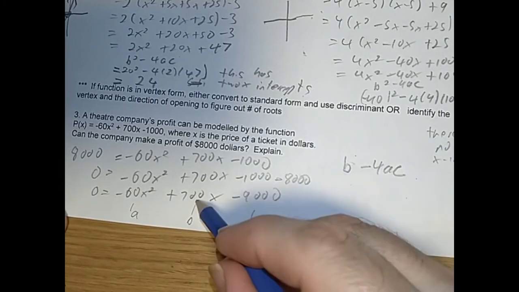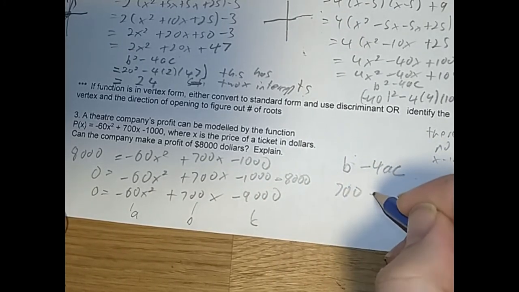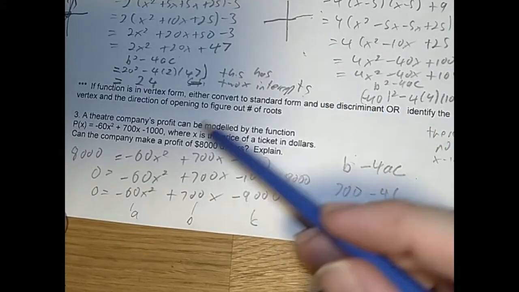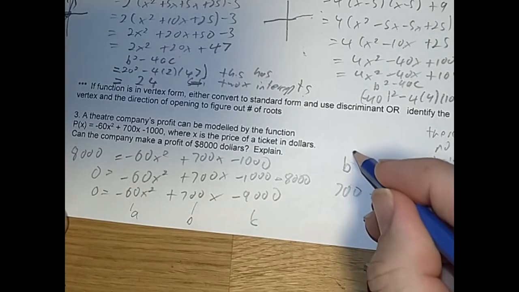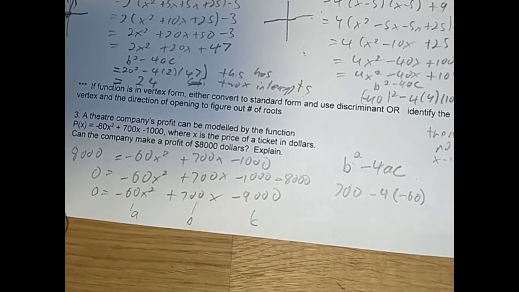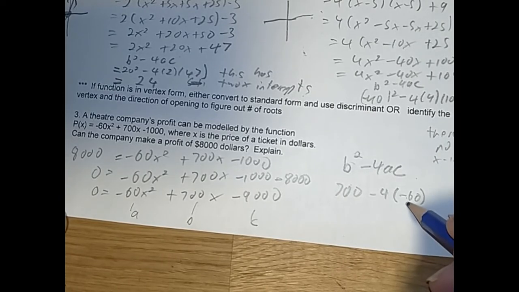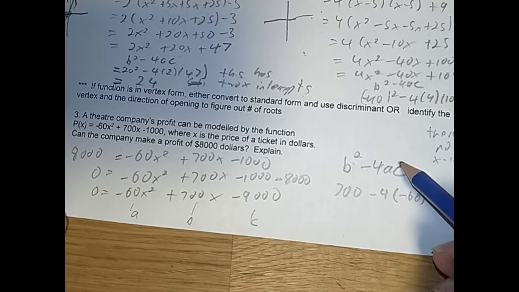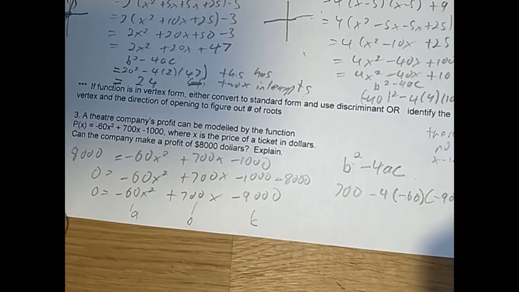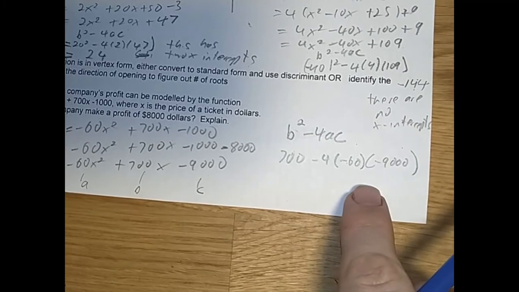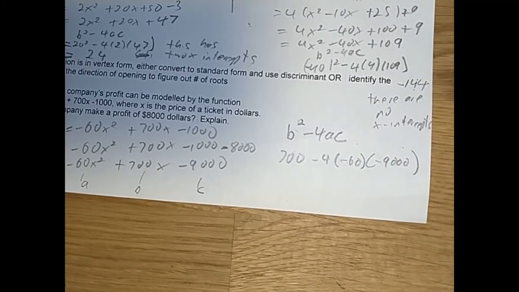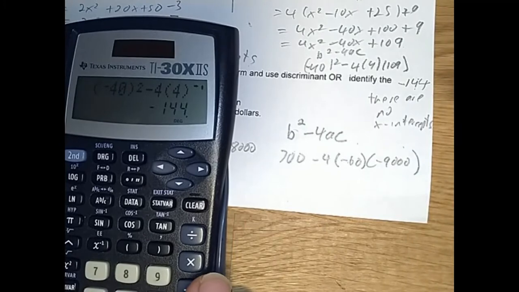So b squared minus 4ac. We're going to put the b in, 700. Let's see what a is. A is negative 60. That's b squared. Whoops, made a mistake. B squared minus 4ac. Let's keep going. Let's see what c is. C is negative 9,000. Okay, let's see. So we put that in. If this turns out to be positive, it'll make a profit. If it's negative, it will not make a profit.